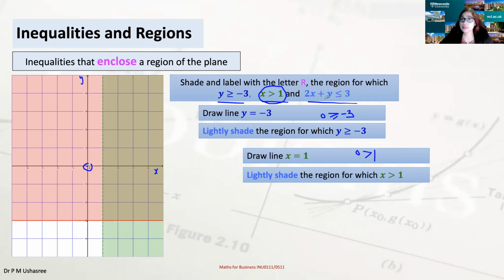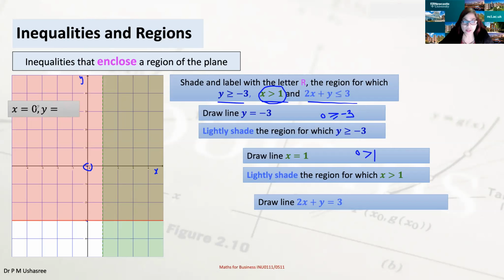The last one, 2x plus y is less than or equal to 3. So draw the straight line for that. It intersects the y-axis at 3, so when x is equal to 0, y will be 3. Then find the x-intercept. When y is equal to 0, what is x? 3 by 2, isn't it? 1.5. And then join the line.